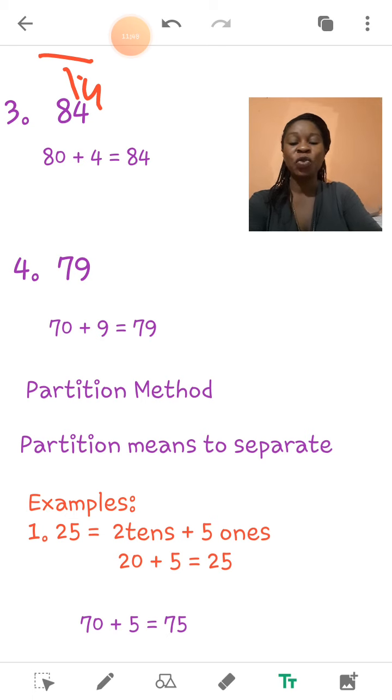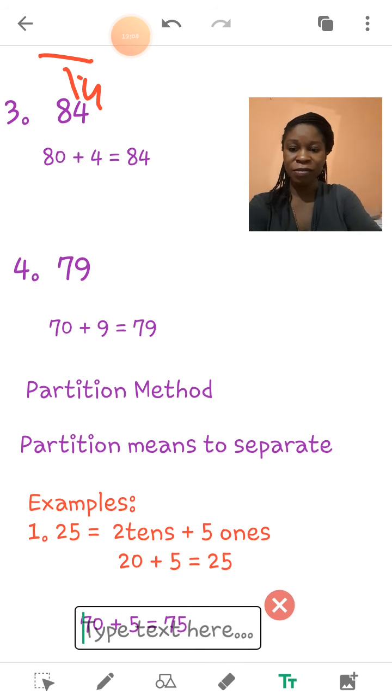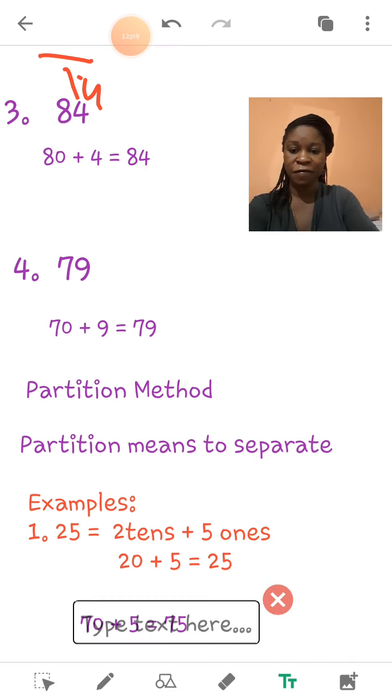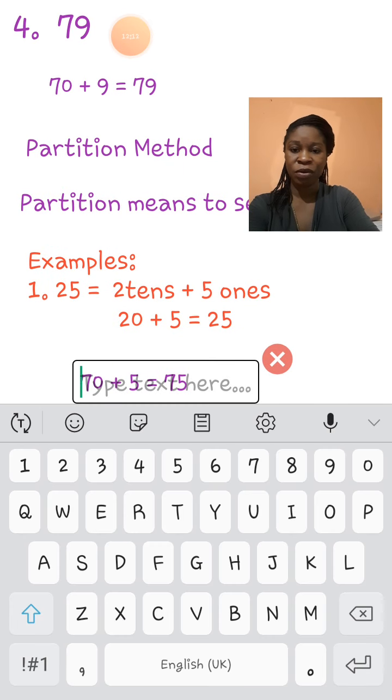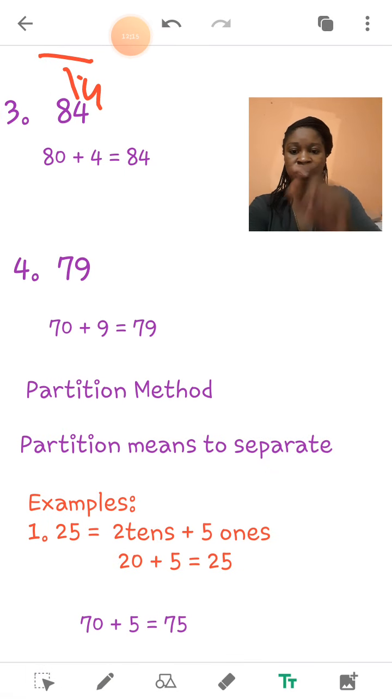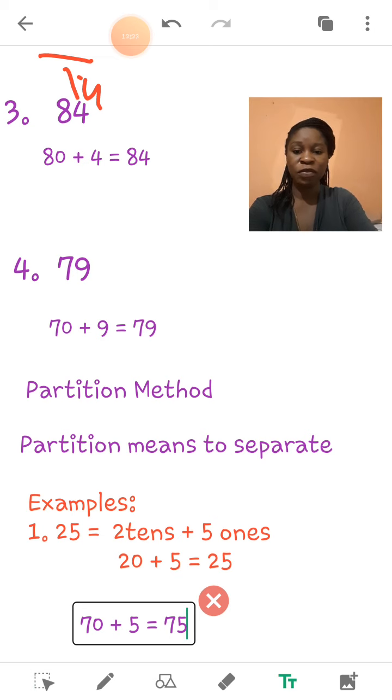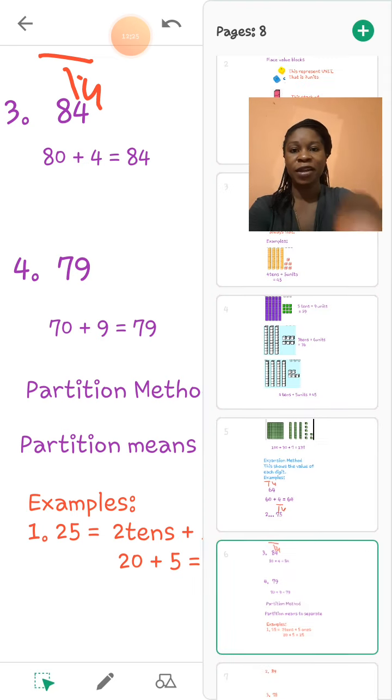The question was 25. So we are asked to partition it, to separate them. It becomes 2 tens plus 5 ones. That's what you have. So 2 tens plus 5 ones will give us 25. Let's move to the next slide.